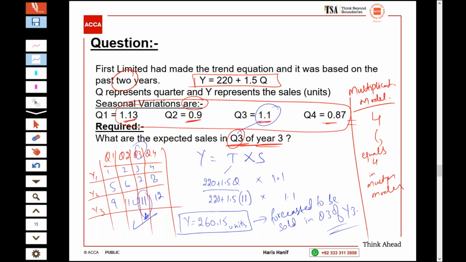Now that is a multiplicative model. The hint is that the total should be equal to 4, and when the total is equal to 4, that is a 0. That is also a theoretical question which can be examined. Now move on to the next slide.